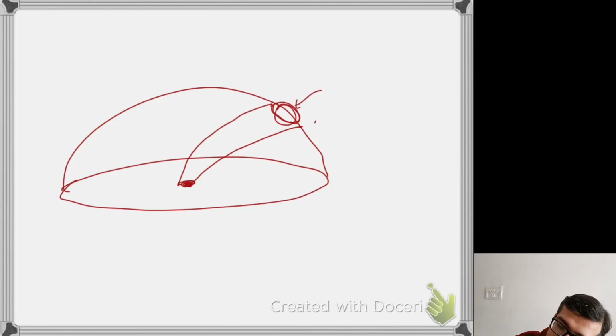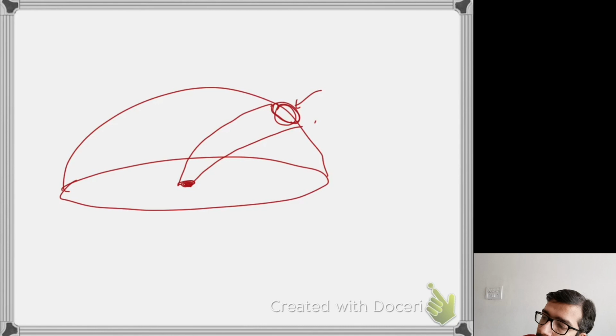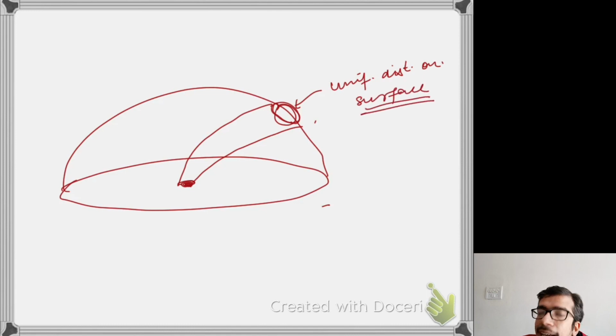So the answer is that if points are evolved under this equation, then essentially you will get a uniform distribution on the surface. And why is that so? Let us consider some region. Let's say you have some points which lie on this surface. They are coming from some distribution which is, say, p(x).